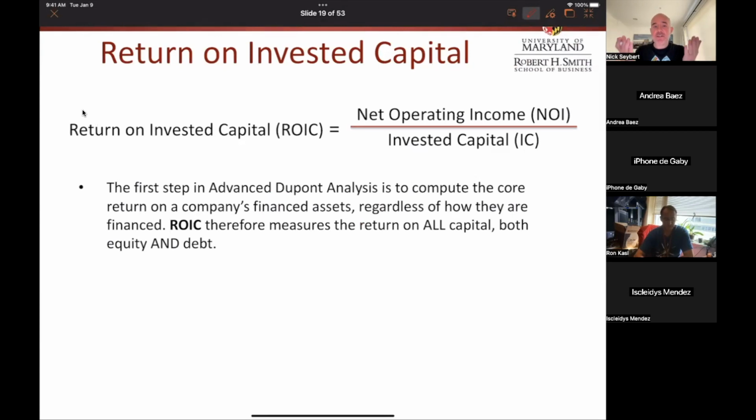And the financing, there's two sources, right? There's debt and there's equity. And so we're going to combine debt and equity together. That's the idea here. Their return on all debt and all equity. That's the return on invested capital.